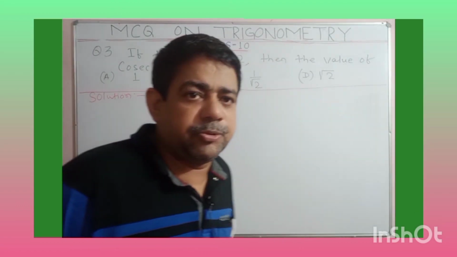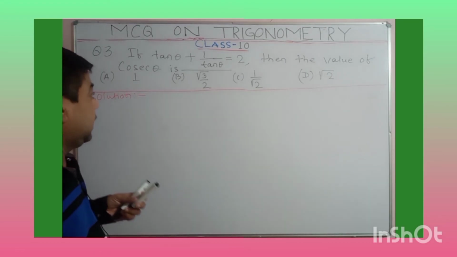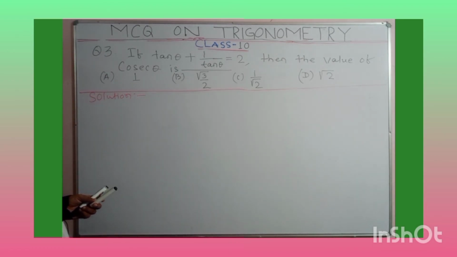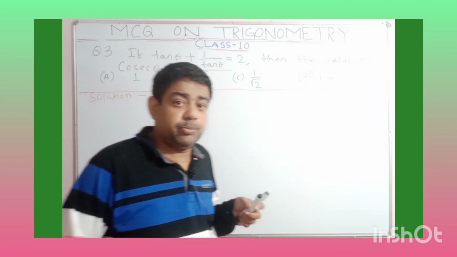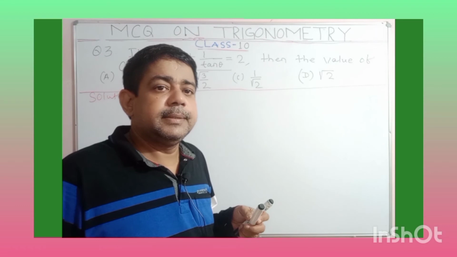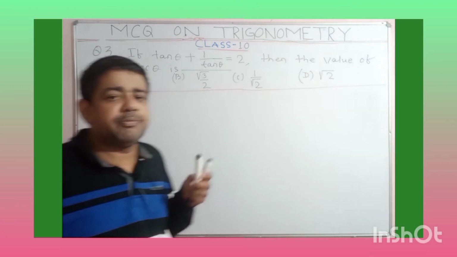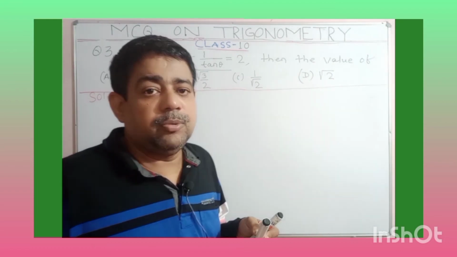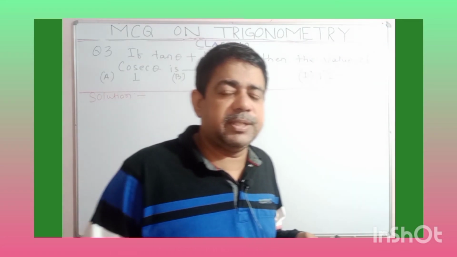Next question is question number 3 I am discussing here. If tan theta plus 1 upon tan theta is equal to 2, then the value of cosec theta is: option A is 1, option B root 3 upon 2, option C 1 upon root 2, and option D root 2. Is it clear? So it is given that if tan theta plus 1 upon tan theta is equal to 2, we have to find out the value of cosec theta. Yes or no? So how can you do it?